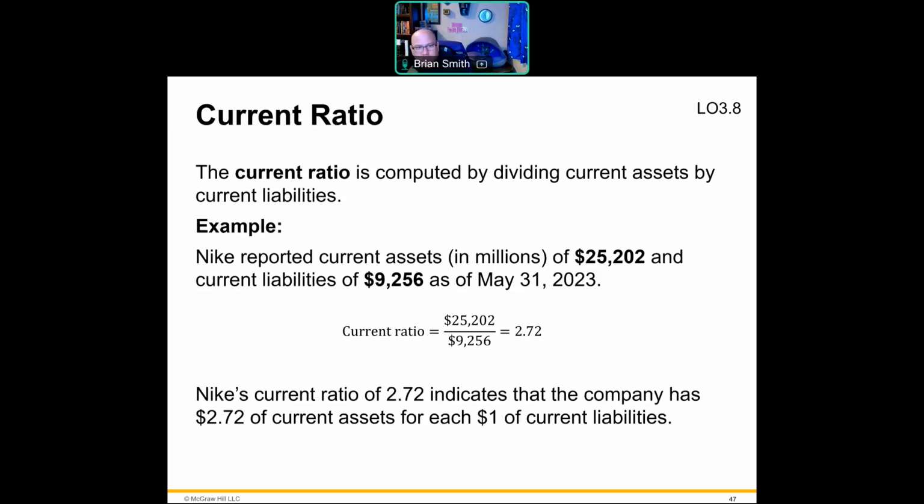So as we look at current ratio, what this says is that for our current assets, we have 2.72 current assets for each $1 of liabilities. Now that may sound great, but we're going to get into some other ones where we're going to look to see if this is actually really good or not.